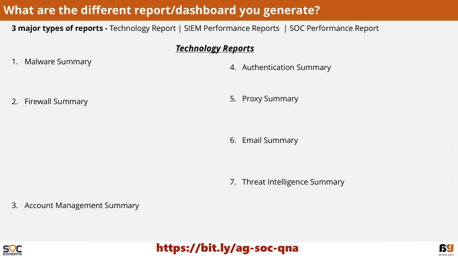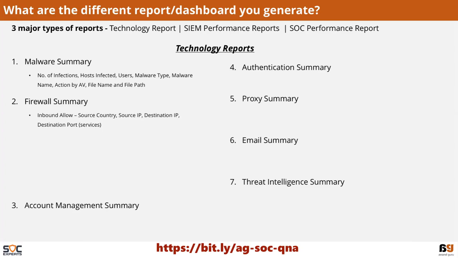It is important to note what we highlight in each of these reports. For example, in malware summary, we highlight things like number of infections, host infected, user using the machine during infection, malware type and malware name, action taken by the antivirus, file name and file path.